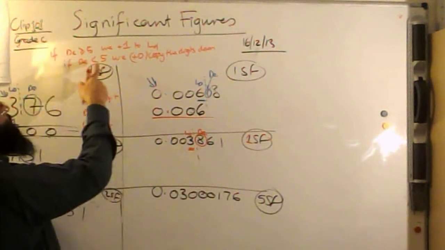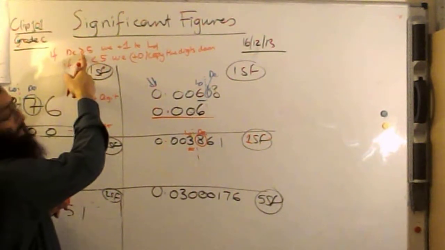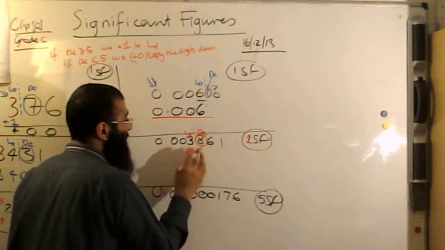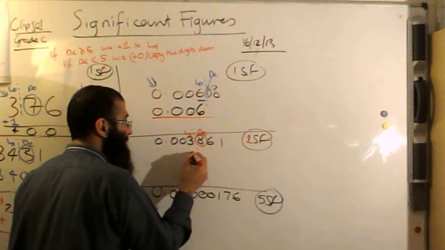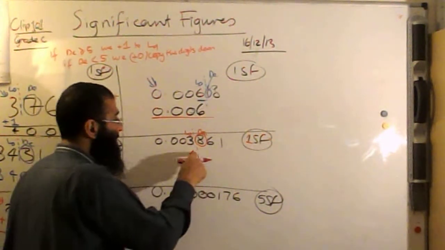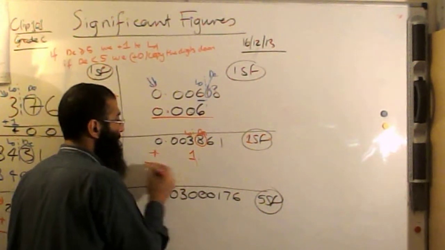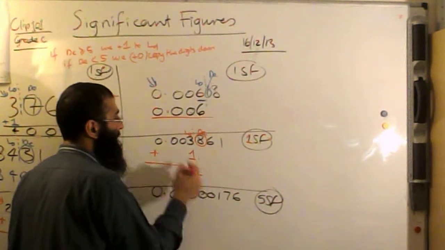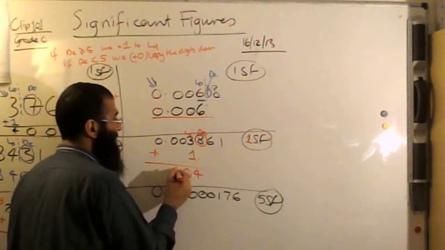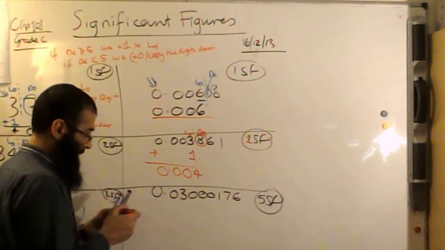So we look at the rule. It's greater than or equal to 5, so you add 1 to the last digit. You don't add 1 to the decider. So 3 add 1 is? 4. Zero add 0 is? Nothing.